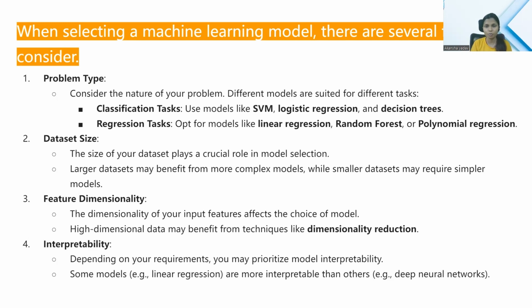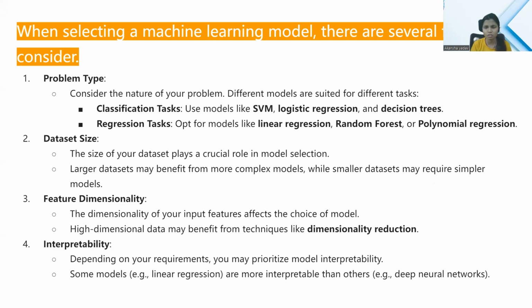Why I'm saying this is because there are two things, machine learning and deep learning models. Both are similar, but they do vary in terms of data set size. If I talk about a simple problem, then you can use a machine learning model. But if I'm talking about a complex problem where you have a large data set, then you can choose a deep learning model. So larger data sets may benefit from more complex models, while smaller data sets may require simpler models.